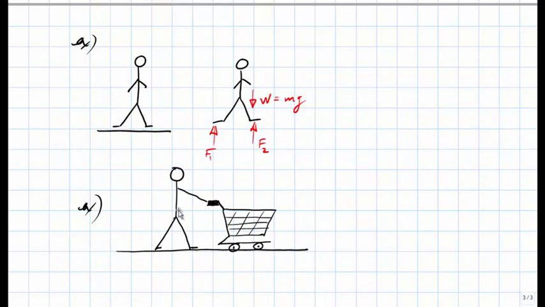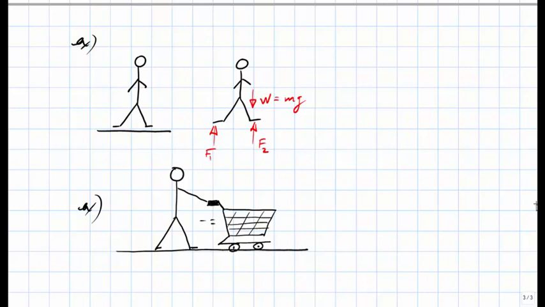Let's now consider a person pushing a shopping cart. So the shopping cart and the person are moving, and of course the person is applying a force at an angle onto the handle of the shopping cart. The ground is reacting to the shopping cart by exerting a force on the front and rear wheels. And also there's the Earth that's creating the weight. We have to consider all of those. And not only that, but the shopping cart will accelerate as well.